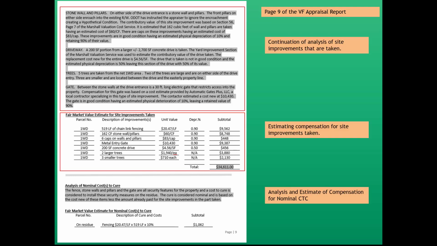Next is an analysis and estimate of compensation for the nominal cost to cure. On this fence, the stone walls and pillars and the gate were all security features for the property, and a cost to cure was considered. To install these security measures on the residence cures nominal based on the cost of these items less the amount already paid for the site improvements gives us the numbers that we want to use. The fencing, we paid 90% in part taken for the site improvements. So what's left is 10%, and that is $1,062.